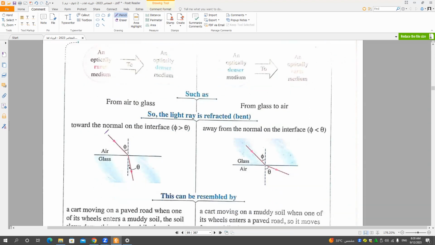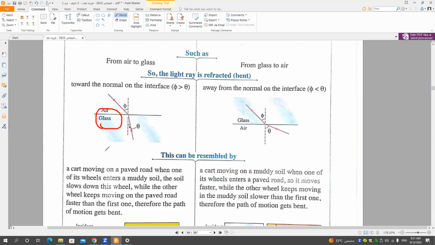We can know that when the light rays travel from air to water or from air to glass, from less optical density to higher optical density, the light rays will be refracted and the angle will decrease. Why? Because the speed of light in air is faster than in any other medium. So when the speed decreases, the angle also decreases, because the optical density of glass is more than the optical density of air.